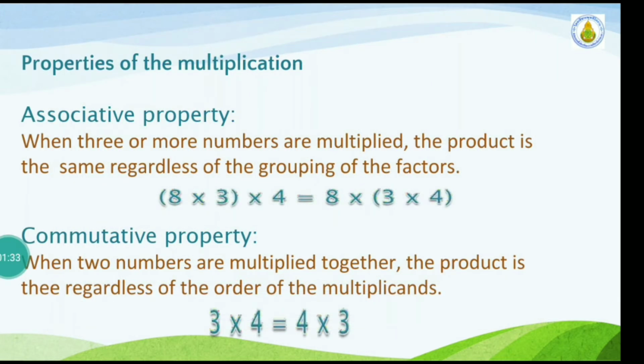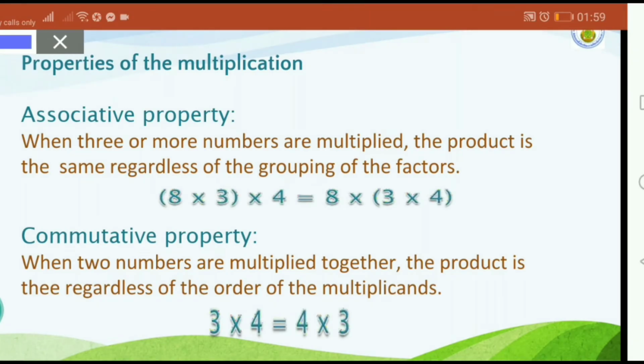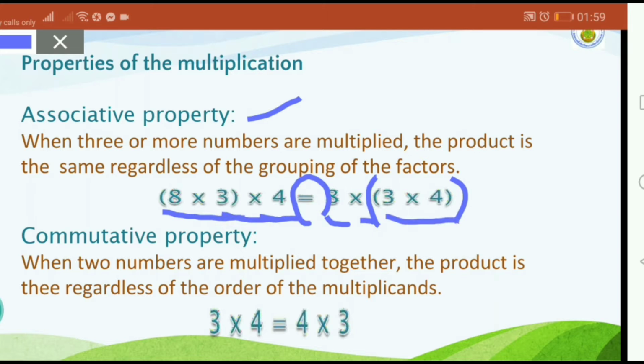So these are the properties of multiplication. The number one property that we have is the associative property. For example, we have 8 times 3 times 4, which is equal to 8 times, in brackets, 3 times 4. That is the associative property. The next property that we have is the commutative property.